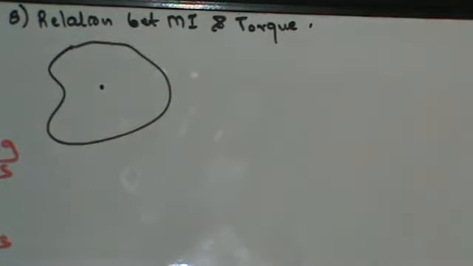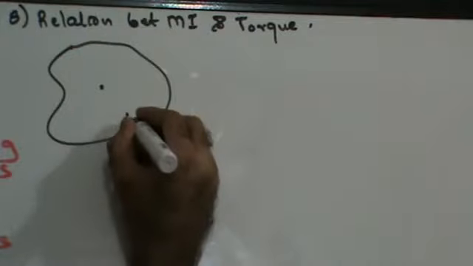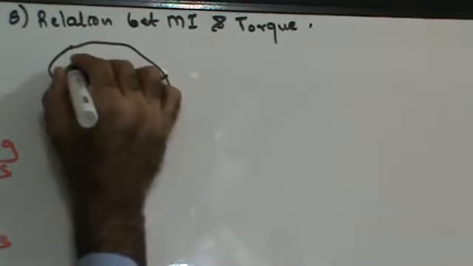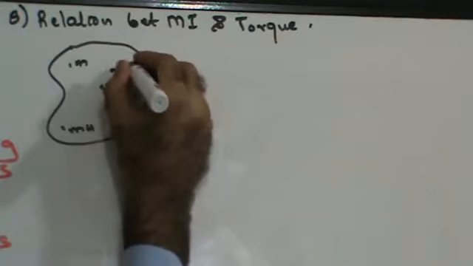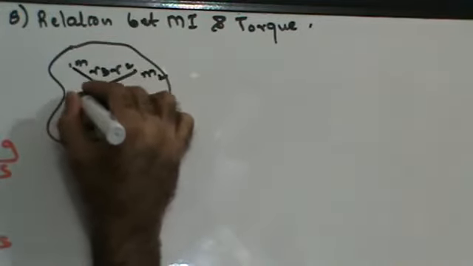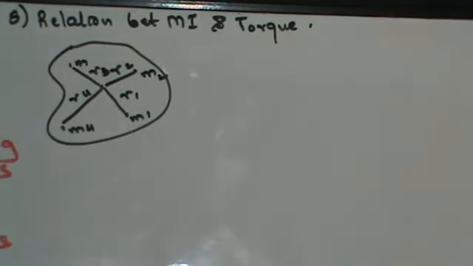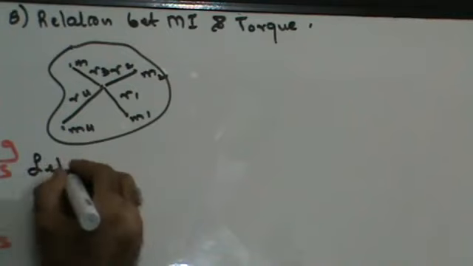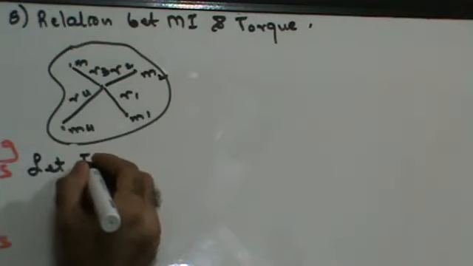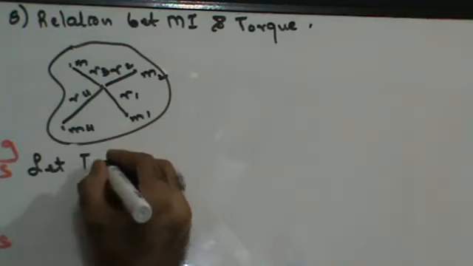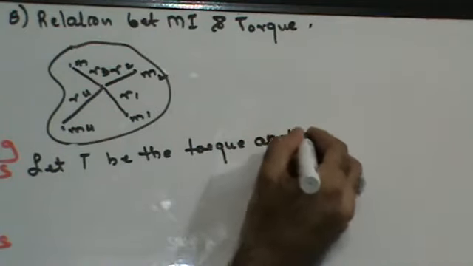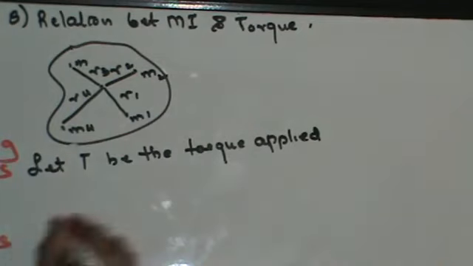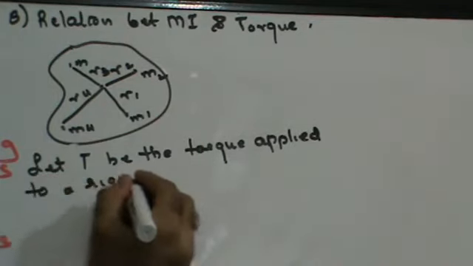Now, let's consider a rigid body. Let's assume it has an axis of rotation. Let M1, M2, M3, M4 be at distances of R1, R2, R3 and R4 from the axis of rotation, right? Now let's assume let T be the torque applied to a rigid body.